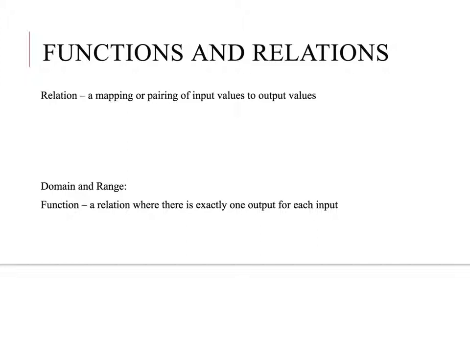So let's start with a little terminology, and you've heard it before, but it's been a while. A relation is a mapping or pairing of input values to output values. And you can show a mapping or a relation in a couple of different ways, but probably the easiest way is to use that mapping. A mapping would go from your x, which is your input values, to a y, which is your output values.